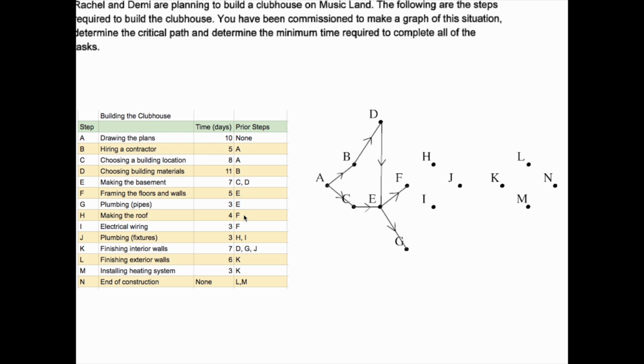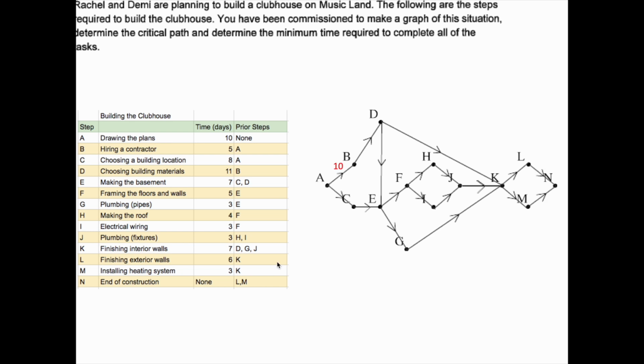The H has F as a prerequisite. The I has F as a prerequisite. The J has H and I as a prerequisite. The K has D, G, and J as a prerequisite. D, J, there's the D, and there's the G. The L has K as a prerequisite. The M has K as a prerequisite, and the N has L and M as a prerequisite.